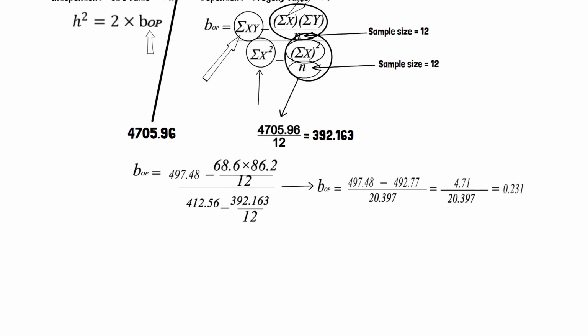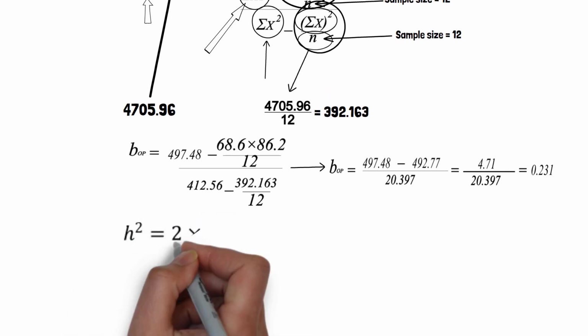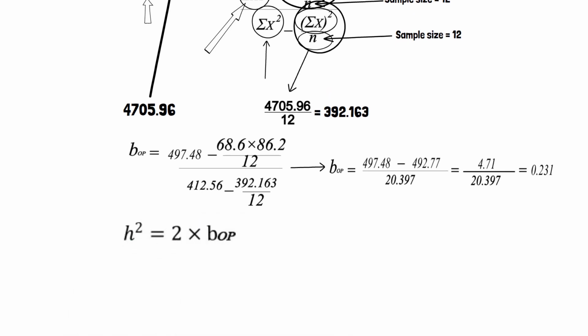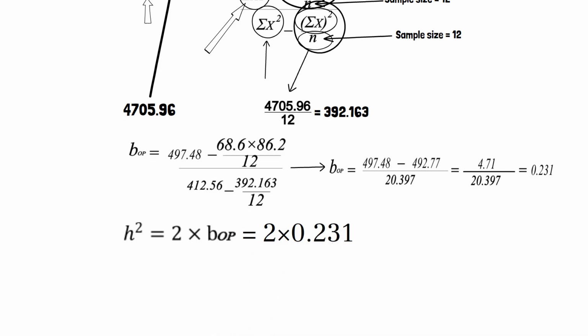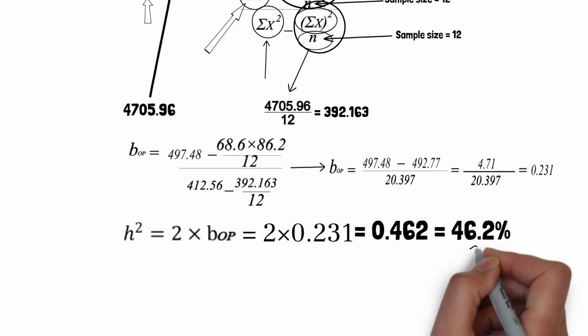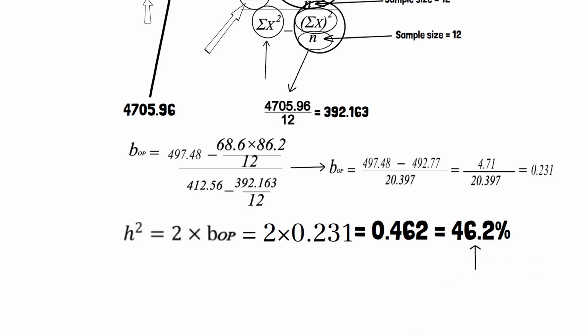Now to calculate H square, which is 2 times BOP, which is equal to 2 times 0.231, which is equal to 0.462, which is equal to 46.2 if expressed in percentage. This means that 46.2% of the phenotypic variance is due to genetic variance.